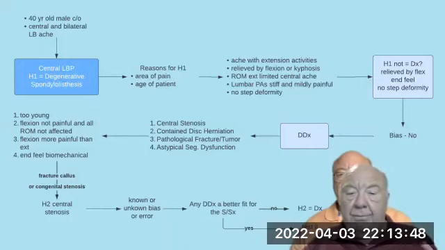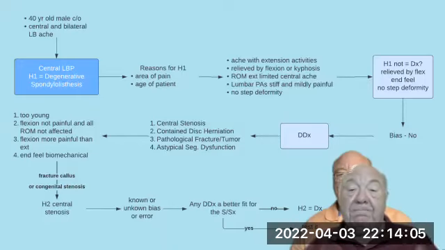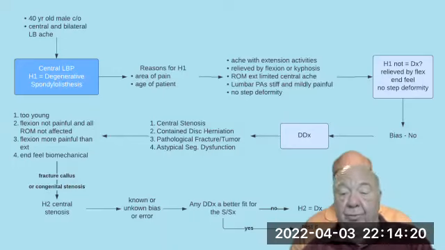Are there any known or unknown biases or errors? Is any differential diagnosis a better fit than central stenosis? And if not, then it has to be your diagnosis. If yes, test that other differential diagnosis. And that's it. You can always be wrong. And you can only test the diagnosis by treating it and getting a good result with the treatment, but even that doesn't definitively prove the diagnosis. But that's all you can do.